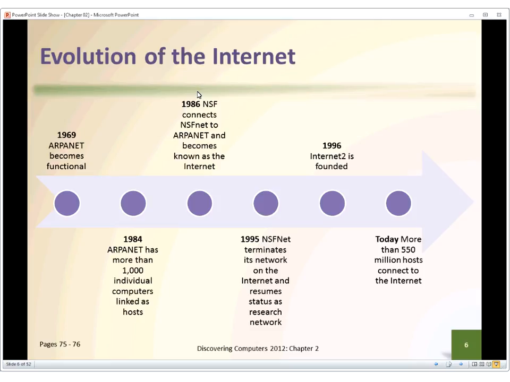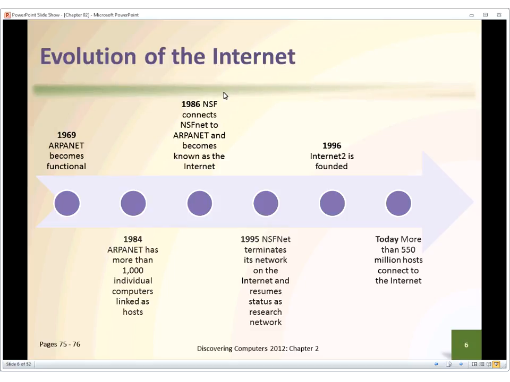And then in 1993, the World Wide Web was born, and in 1995, NSFNet terminates its network on the Internet and resumes status as a research network. 1996, Internet 2 is founded, and today more than 550 million hosts connect to the Internet. I think there's even more now, because remember, this is a 2012 edition, which really probably was written in 2011. So we were already a couple of years behind, and we're probably closer to 600 million hosts right now.